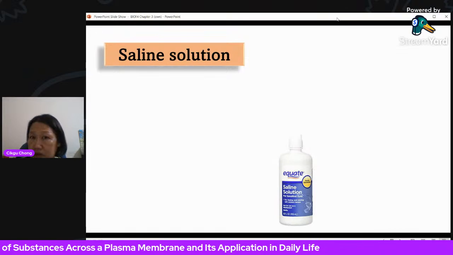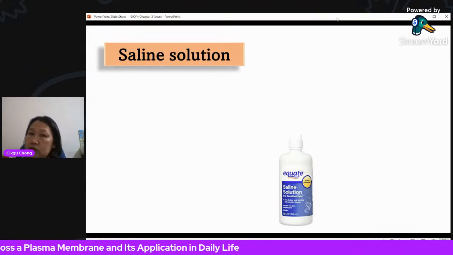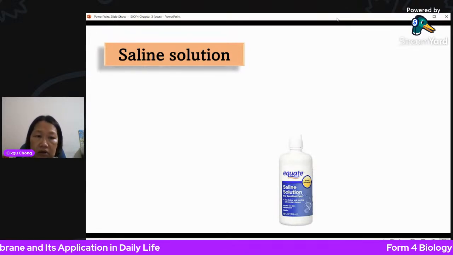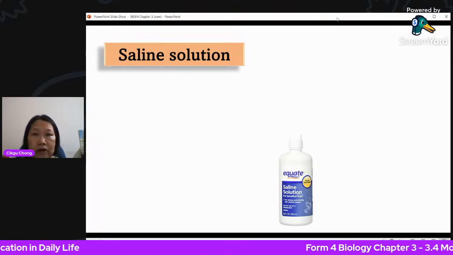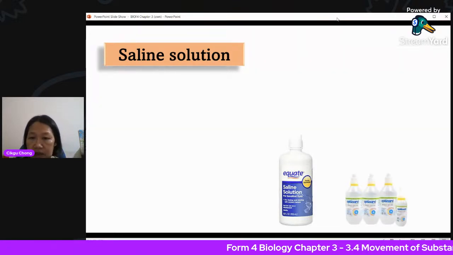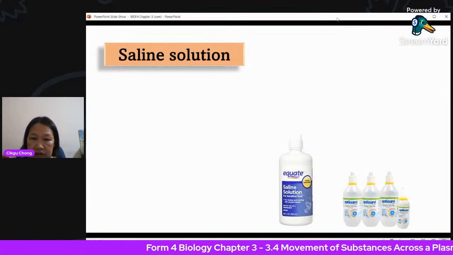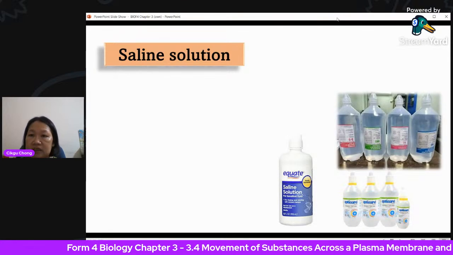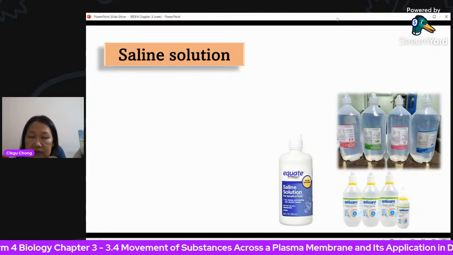Because it's not of the same concentration. So you put it into saline solution and you immerse the contact lens so that it doesn't dry up. Okay, it won't shrink. So this one, this is your saline solution. All right. You see this in hospitals, bottles of this.